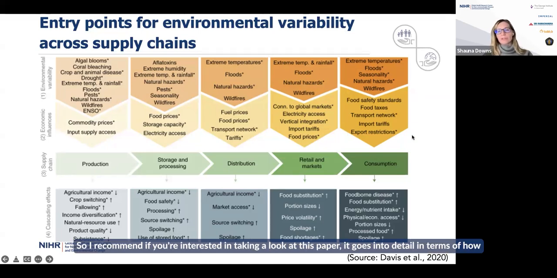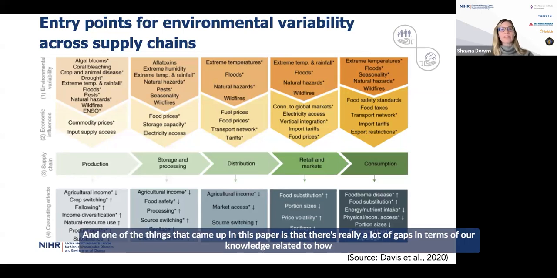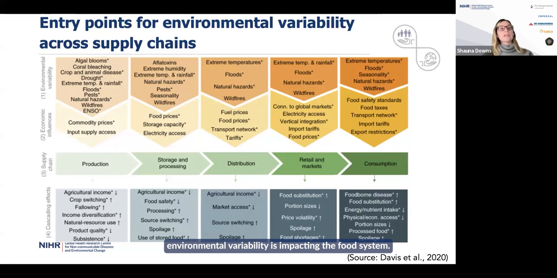So I recommend, if you're interested, taking a look at this paper. It goes into detail in terms of how environmental variability is impacting the supply chain and what that means for diets and nutrition based on the existing literature. And one of the things that came up in this paper is that there's really a lot of gaps in terms of our knowledge related to how environmental variability is impacting the food system.